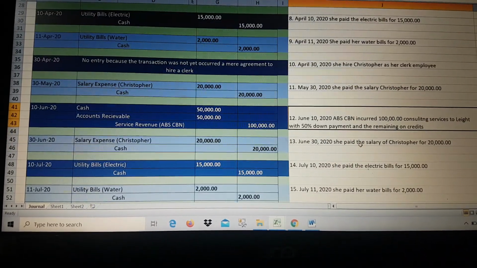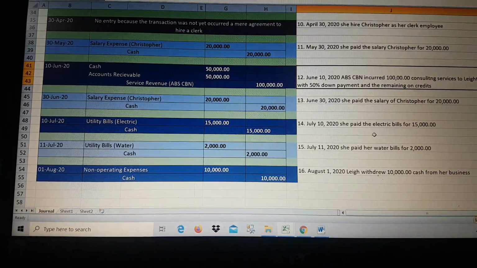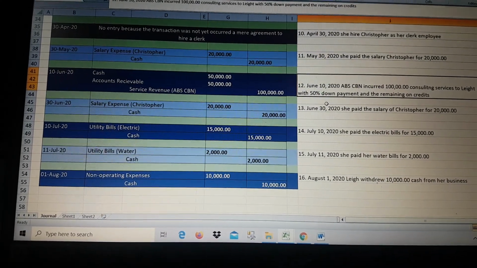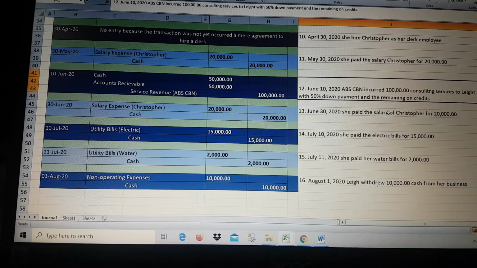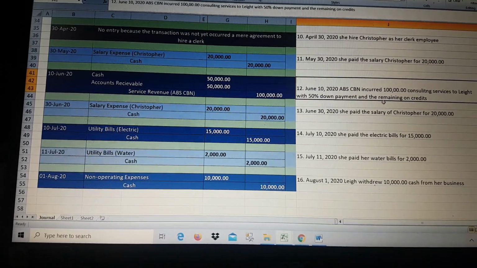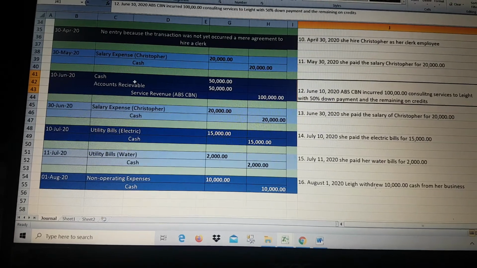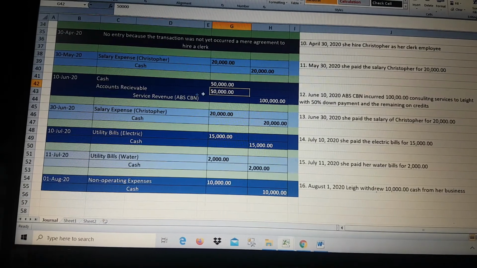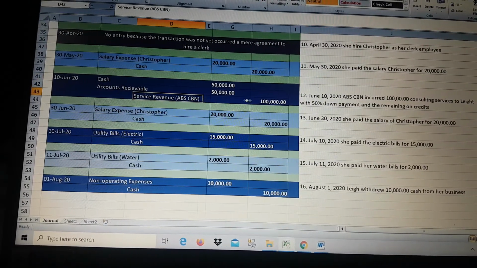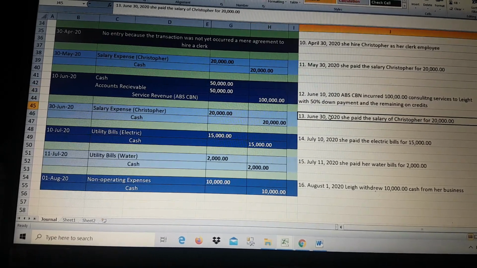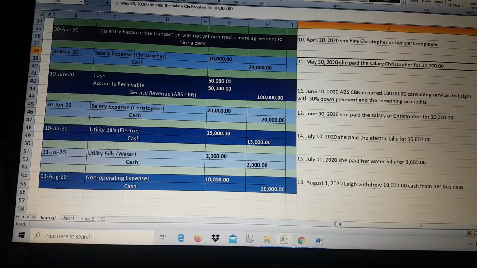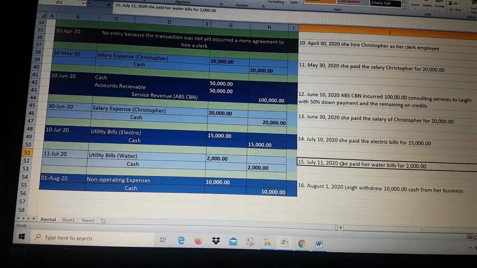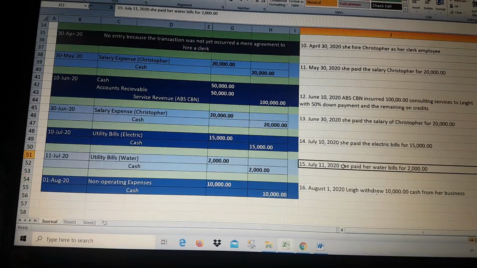Next, this one. On June 10, ABS-CBN incurred 100,000 consulting service from Lei. But take note, they didn't pay in full. Instead, 50,000 down payment and then the remaining on credit. And since it's already incurred, what does the entity receive? Cash and the right to collect. So cash 50,000 and receivable 50,000. And since it's already rendered, it's now service revenue 100,000. Then number 13 is just the same as our May 30 transaction. And the July 11 is also the same as our April 11 and April 30.